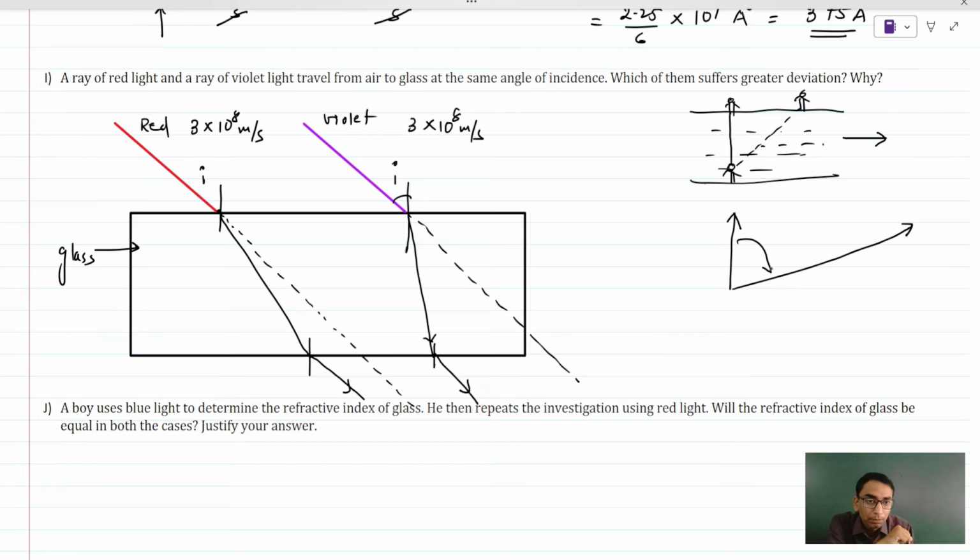So lesser the speed, more is the angle of deviation. Wants to go straight, but going in this direction, angle of deviation. So the angle of deviation is inversely proportional to the speed. So red goes with large speed, so less angle of deviation. And where is the angle of deviation? I will show you.